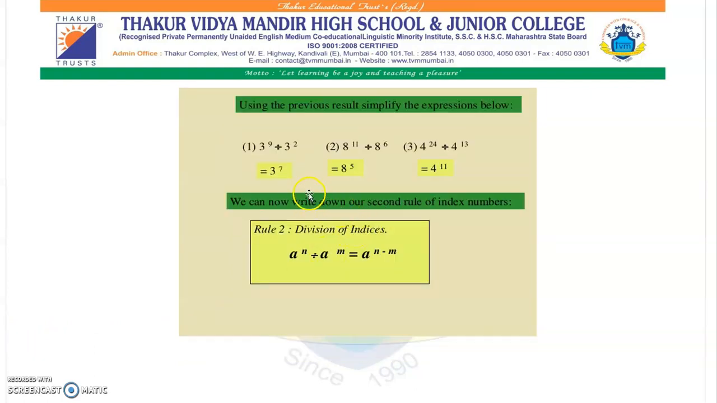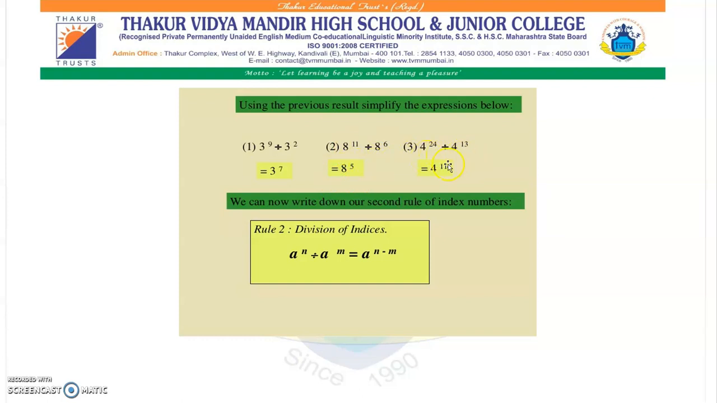Now let us see some more examples of division. 3 raised to 9 divided by 3 raised to 2. I told you that this rule is applicable when the base is the same. 3 is here, 9 minus 2 is what? 7. 8 raised to 11 divided by 8 raised to 6. 8, 11 minus 6 is what? 5. 8 raised to 5.